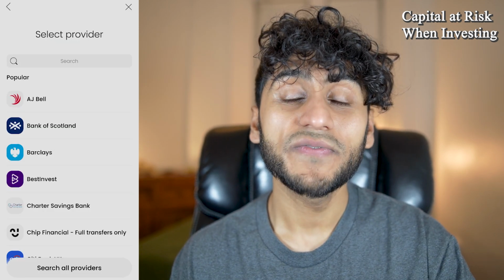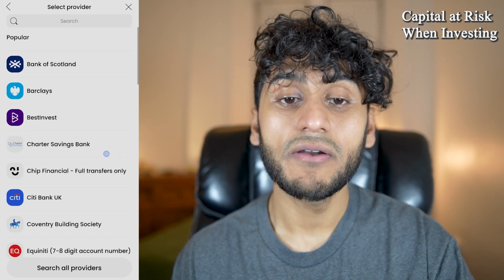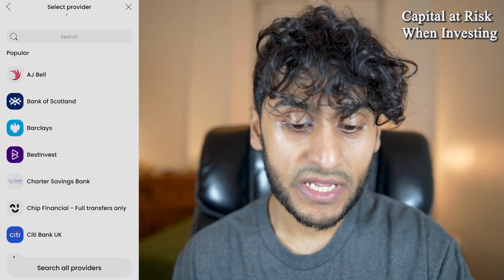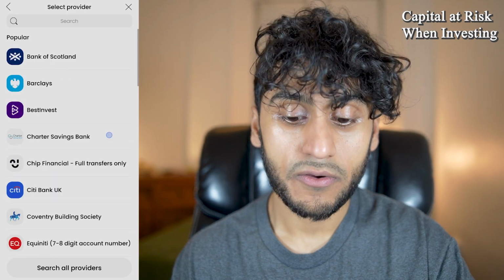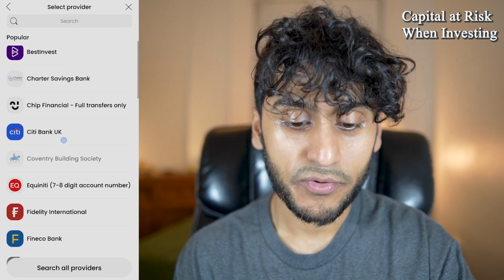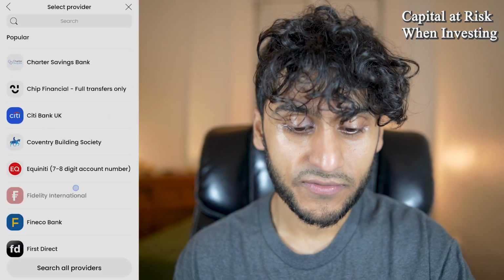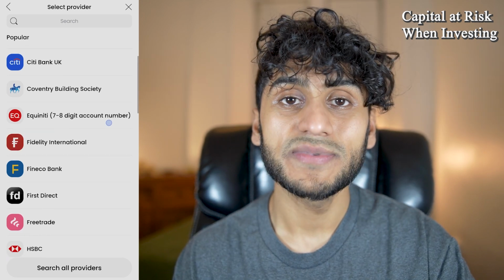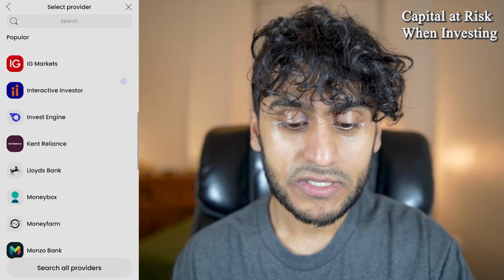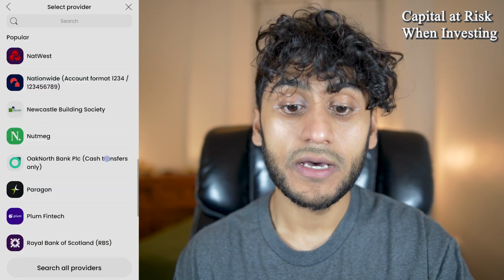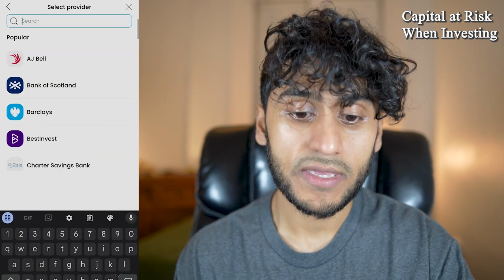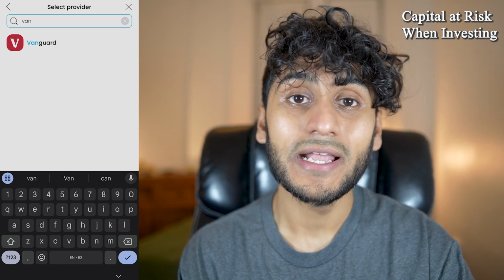Now over here, you want to find your fund provider. As you can see, there are many. You can transfer from AJ Bell, Bank of Scotland, and a whole list of other transfers. As you can see, certain providers like Chip only allow 4 transfers. You can see here in the bracket, sometimes additional information is given. But anyway, we can scroll all the way down to get to Vanguard, or we can use this search menu over here and just type in VAN, and then you should see Vanguard over here and click into it.